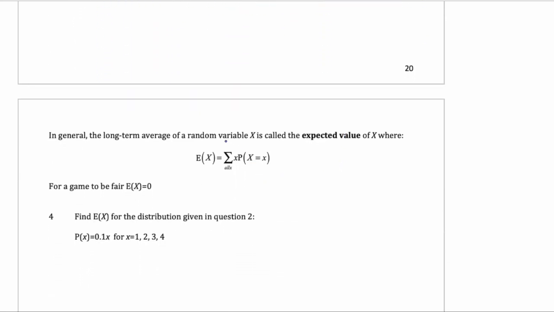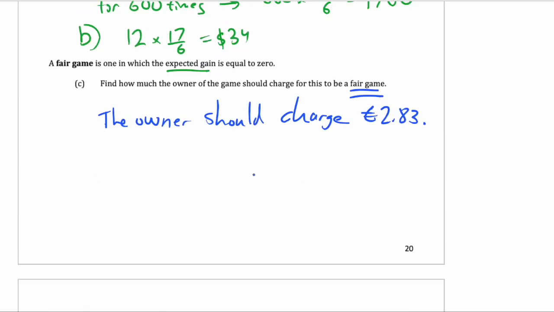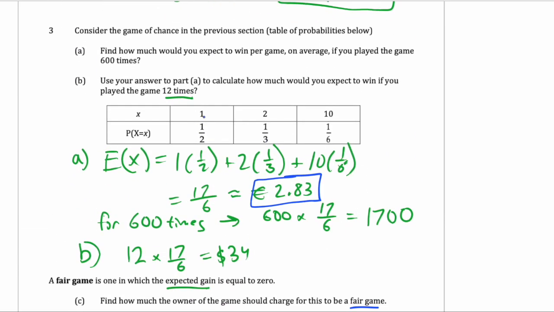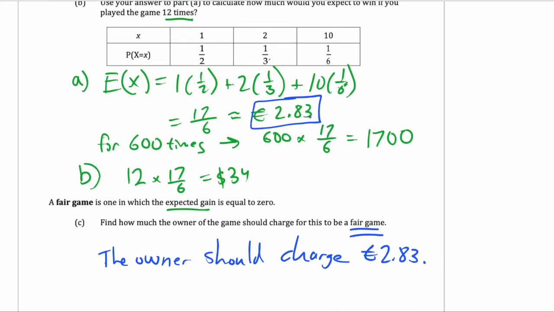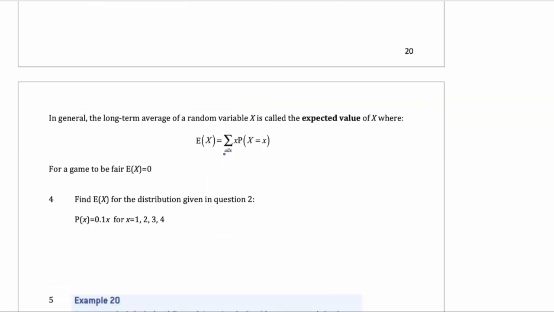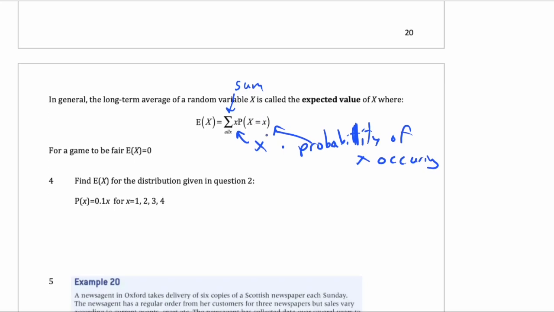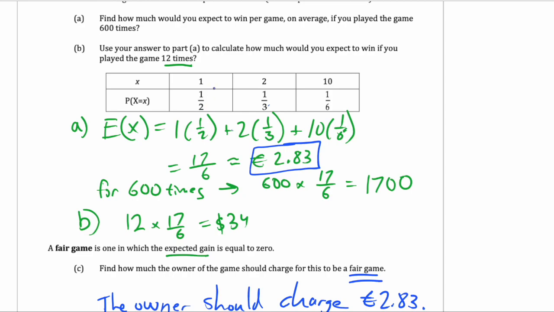Okay, this is the formula from the formula booklet. This is kind of what we did up here. We did x times the probability of x plus x times the probability of x plus x times the probability of x. So that's what this is saying here. This is sum, and this is x times probability of x occurring. That's what it looks like in the form of the booklet. You just multiply the values from your probability distribution table.